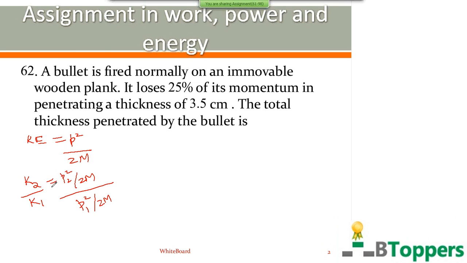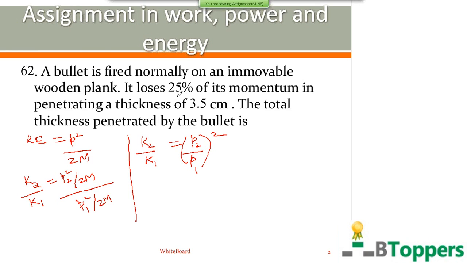You can write initial kinetic energy K1 equal to P1 square by 2m. P1 is the magnitude of initial momentum. P2 is the magnitude of final momentum. So the ratio of the final kinetic energy to the initial kinetic energy is equal to the square of the ratio of the magnitude of the final momentum and initial momentum.